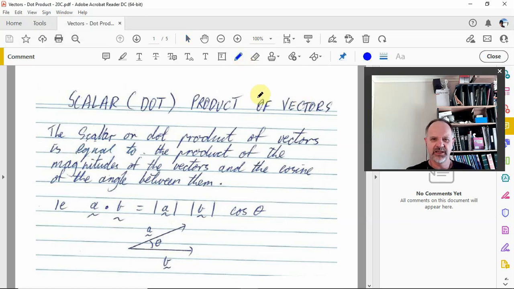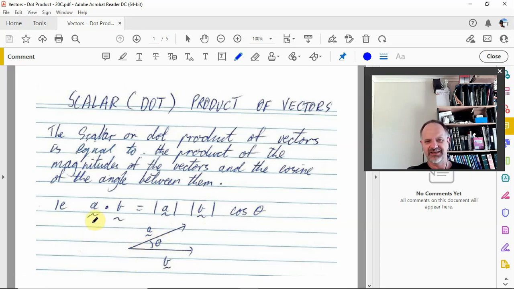Alright, so today, this next lesson, we're looking at what's known as the scalar product of vectors. Sometimes you'll see it called the dot product of vectors. By definition, the scalar or dot product of vectors is equal to the product of the magnitudes of the vectors and the cosine of the angle in between them. The angle's measured when you put the two tails together, as you can see there.